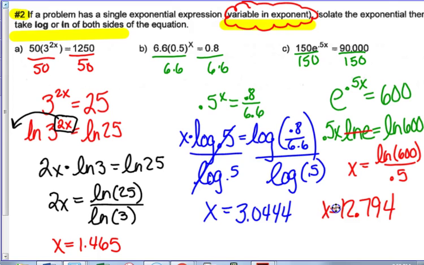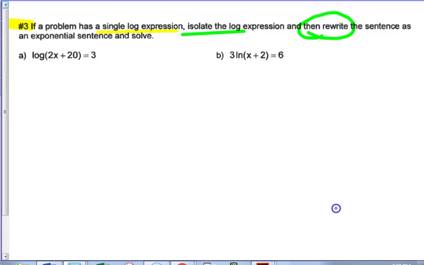So how did we know to take the log of both sides? We did that when x was in the exponents. Good job. All right.